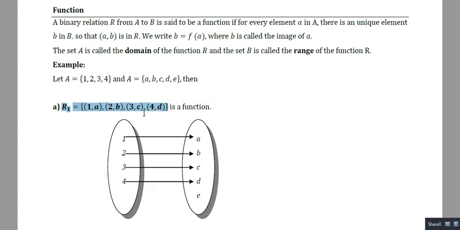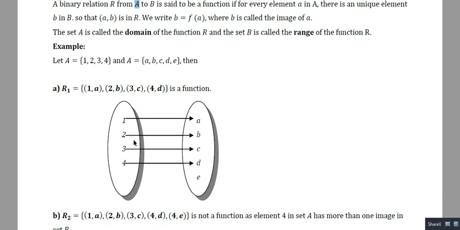So how do we verify whether a particular relation is a function or not? As I have already told you, a function from A to B will have a unique mapping for all the elements present in set A to set B. So we can say this is a function because all the elements in set A are related to some element in set B. So this is a function.